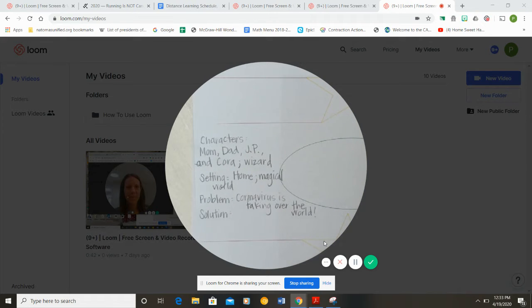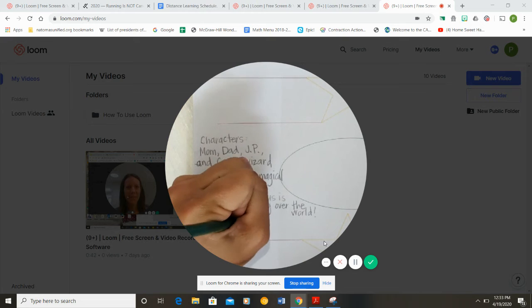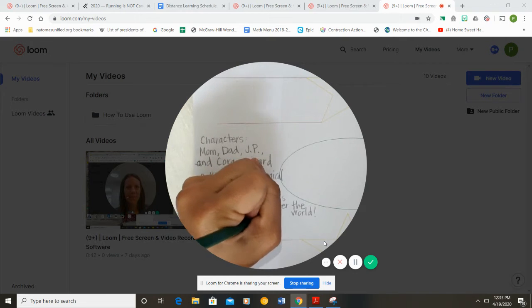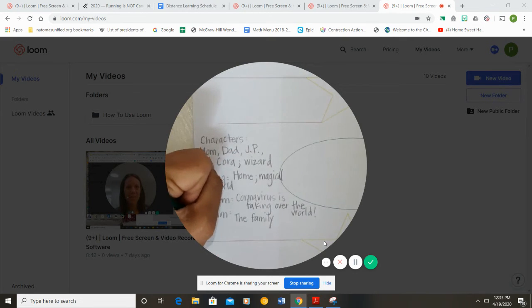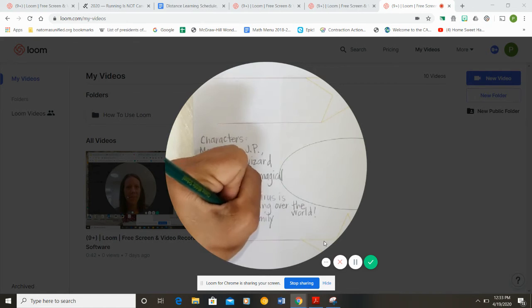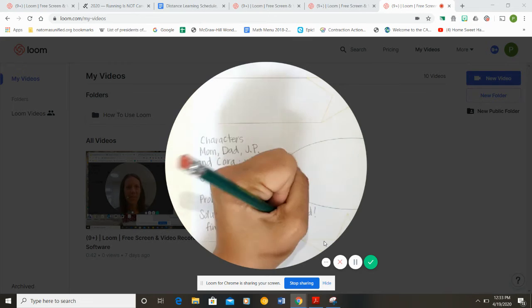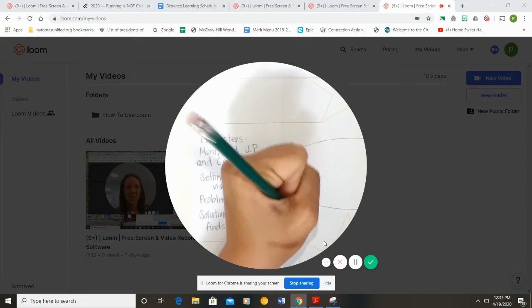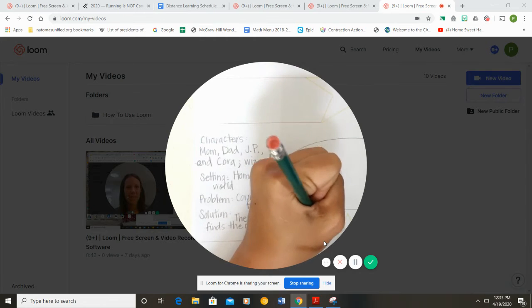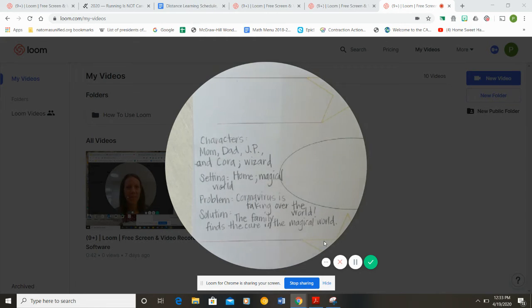My solution is going to be that the family finds the cure in the magical world and brings it back. Okay, I'm just writing notes. This doesn't have to be anything too much, but this is going to help guide my story.